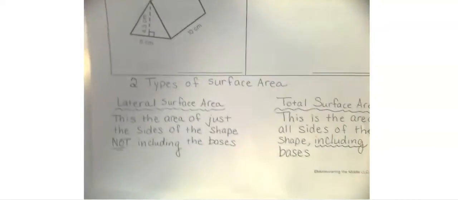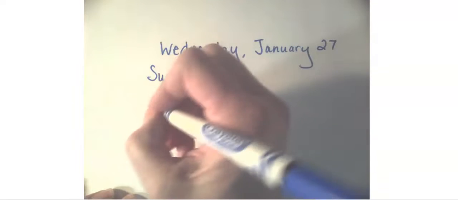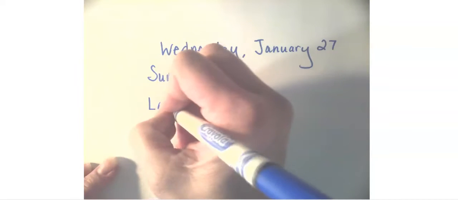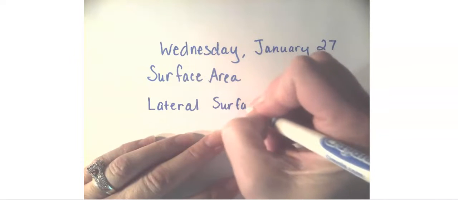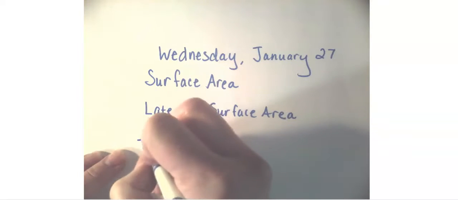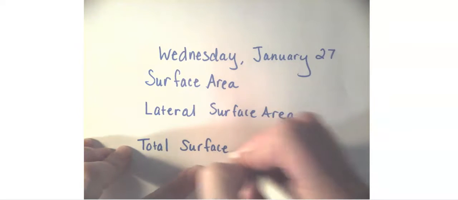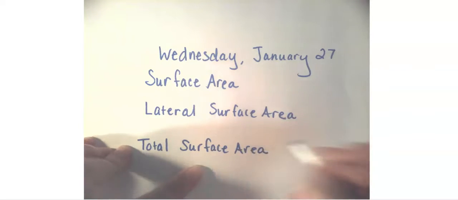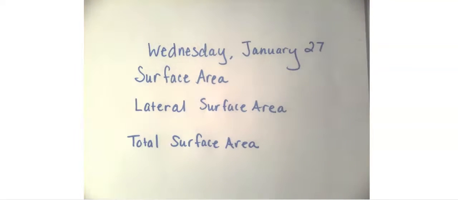I have a couple of things written on this paper for you, okay? So the two things that you need to know today are lateral surface area and total surface area. Okay, if you can please copy down what I write, then you can turn that in and that can be your grade for the day.